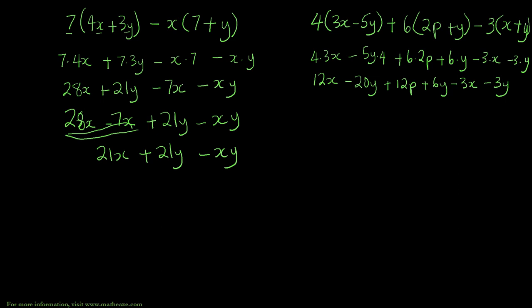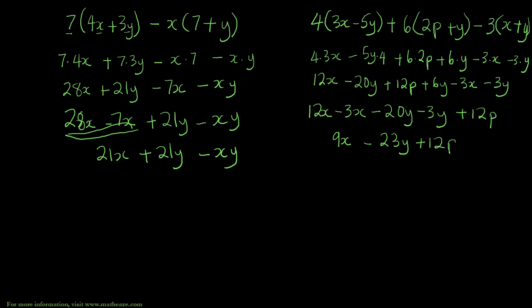So the next step is to group common terms. We have 12x. The other common term like that is minus 3x. And then we have minus 20y, and then plus 6y, and minus 3y. And then we have plus 12p. So now we will simplify each of these terms. 12x minus 3x gives us 9x. Then the y terms: minus 20y plus 6y minus 3y gives minus 17y. And this is a standalone term, so we have plus 12p.